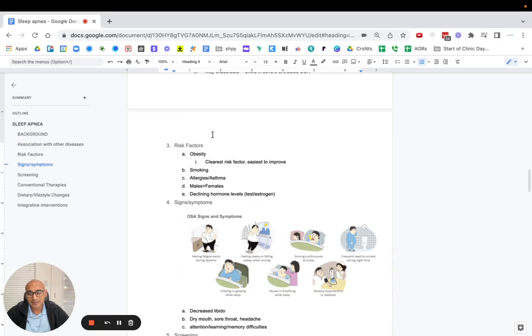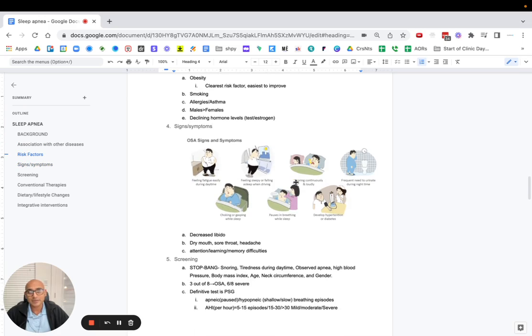Obesity is a key one right here, and also one of the easier ones to improve. Smoking, allergy, history of asthma. Males tend to develop it much more than females, and declining hormonal levels. So as we age, if you have decreased testosterone, or decreased estrogen levels in females, that is also associated with obstructive sleep apnea. What are some of the signs and symptoms?